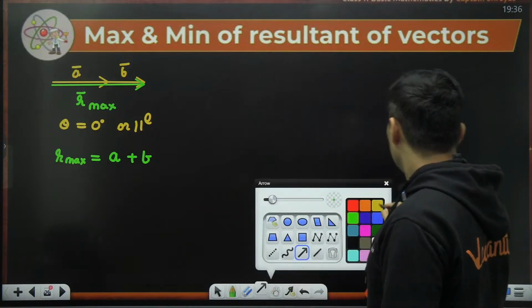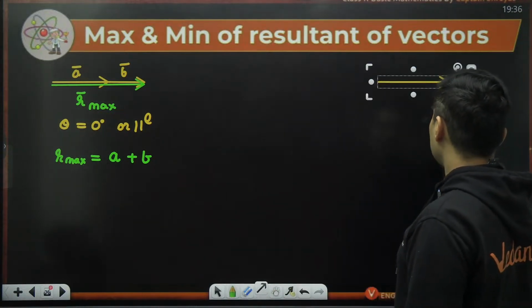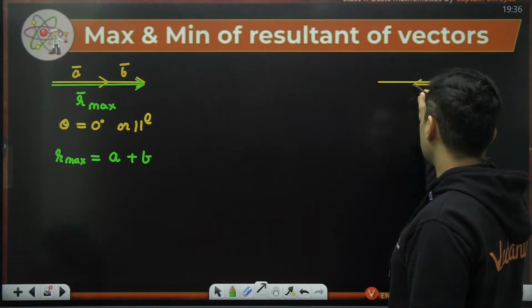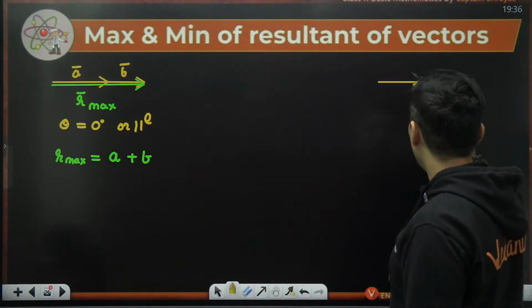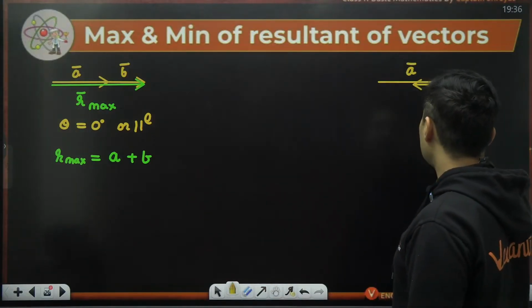Let's say you take one vector like this and another vector like this. That means exactly opposite of each other. This is vector A, this is vector B.